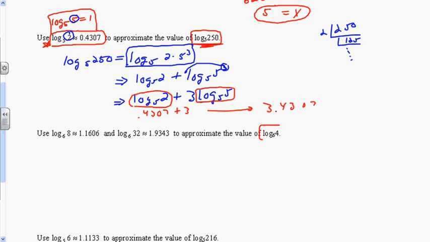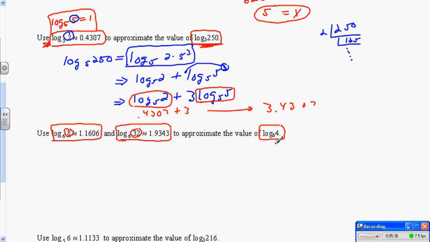Now here we have log base 6 of 4. And we want to use this information. Those two things can help us. Both base 6, but now we want to think of 8s and 32s. So how can 8 and 32 relate to 4? Well, log base 6 of 32 divided by 8 is the same as log base 6 of 4, because 32 divided by 8 is 4.